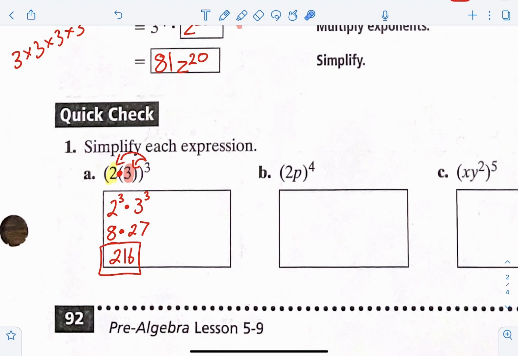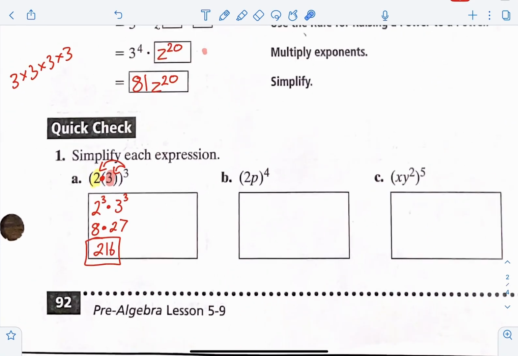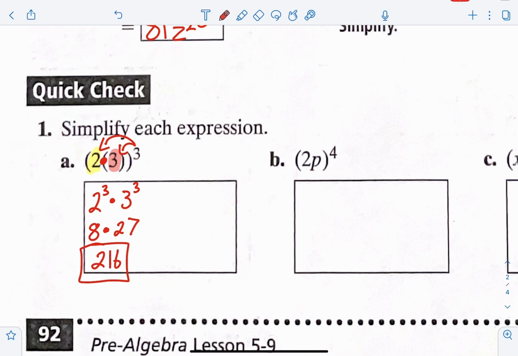Okay, so we're going to pause. Let's do just B and then stop. So pause the video and do just B and then we'll go over it.